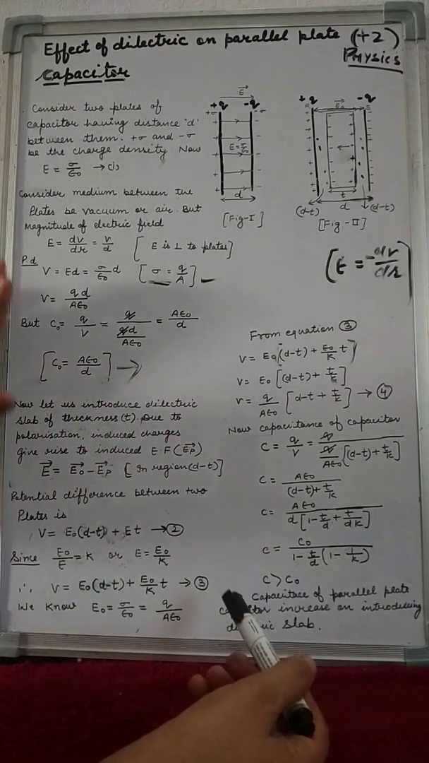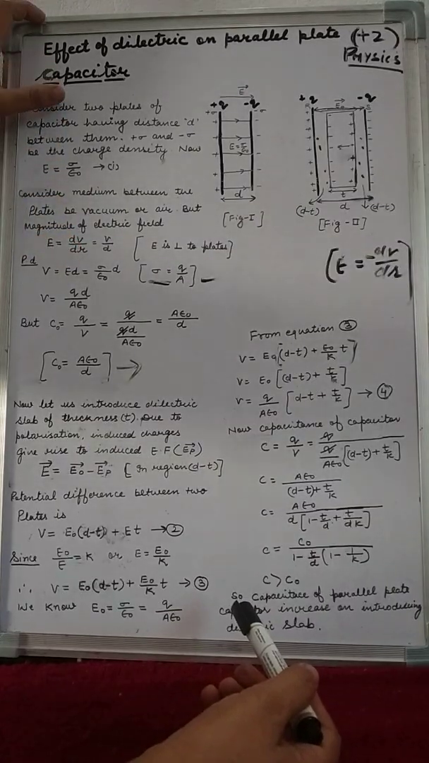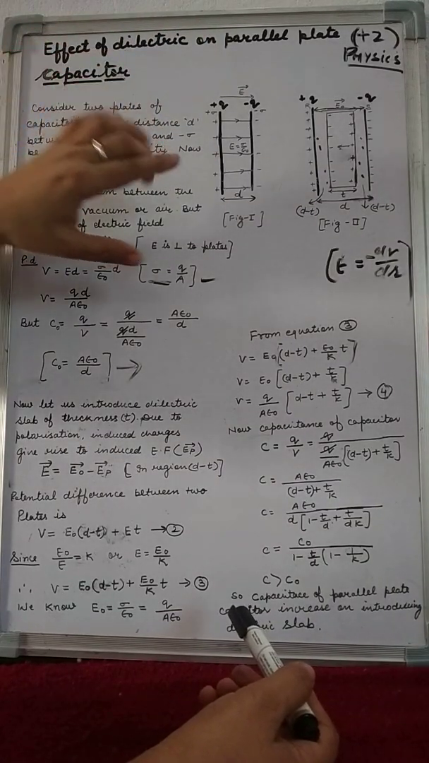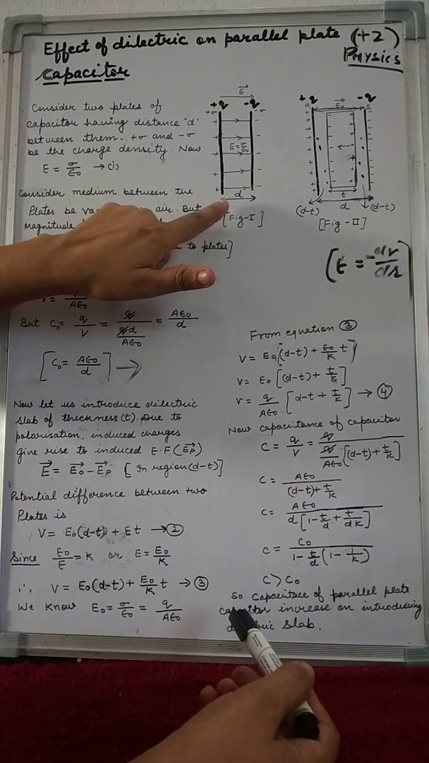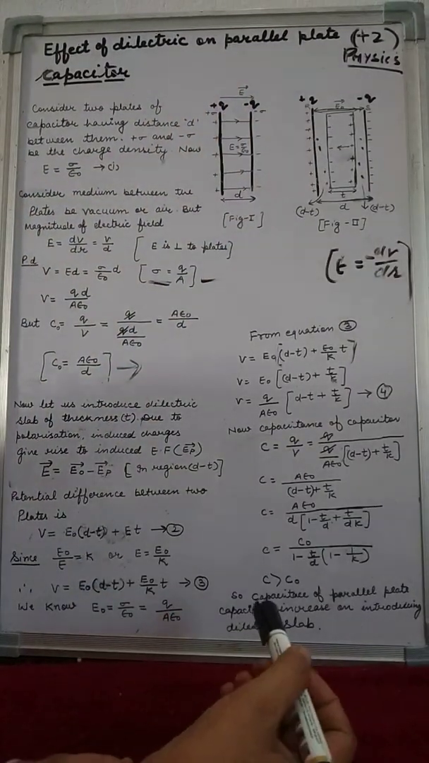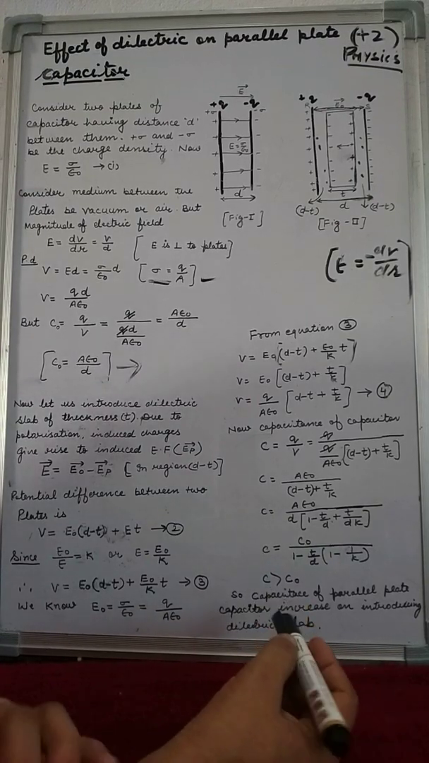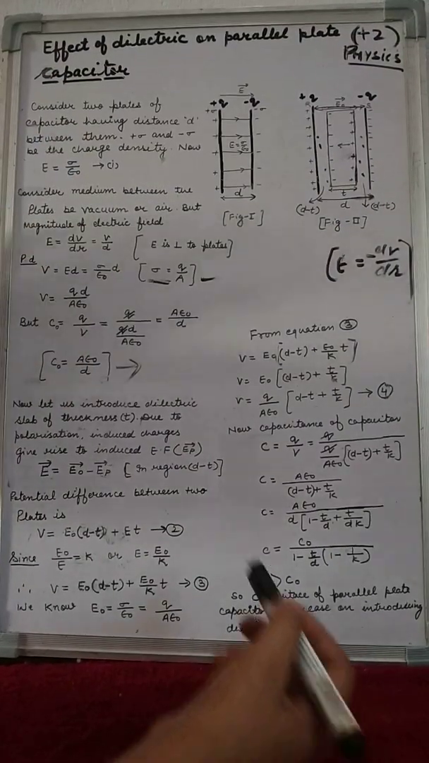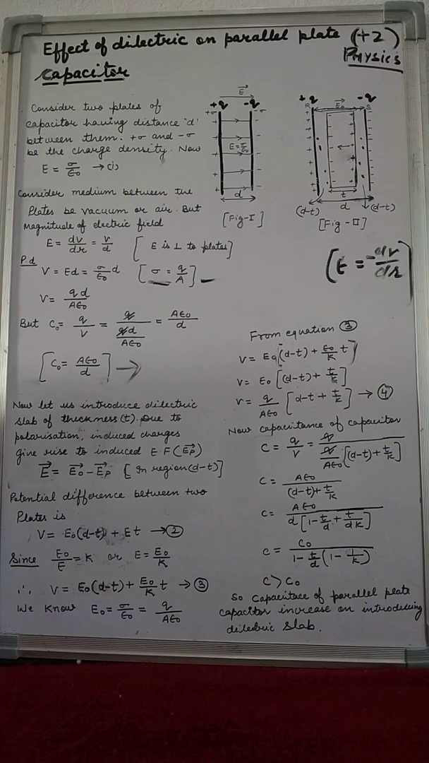So we have seen the effect of the dielectrics when there is air between the two plates of the capacitor and when we introduce the dielectric slab. Okay, so this is about the effect of the dielectrics on the parallel plate capacitor.